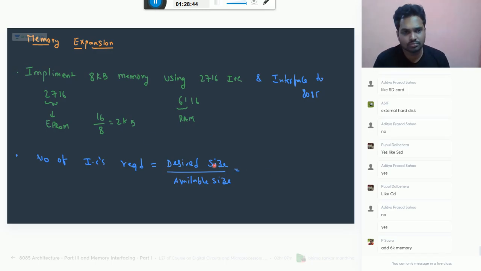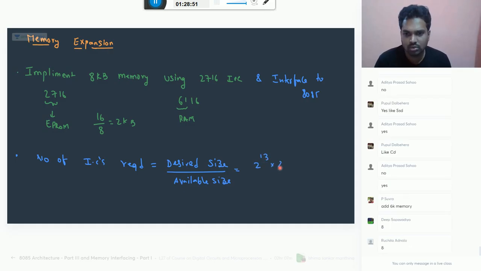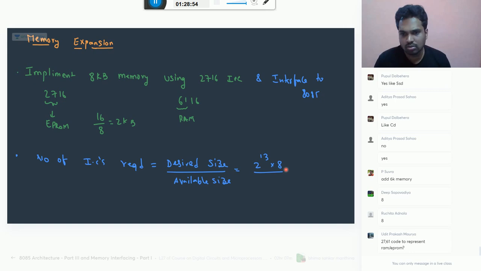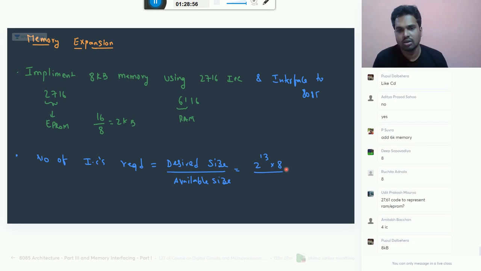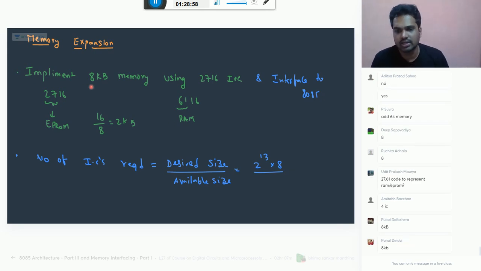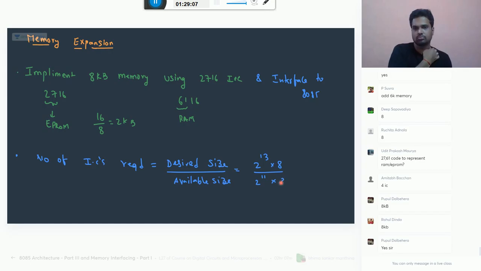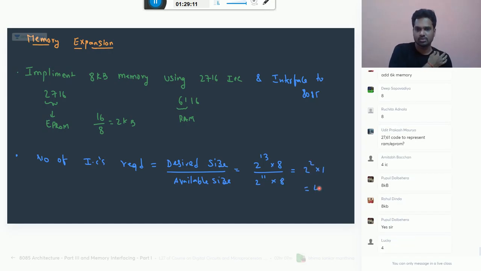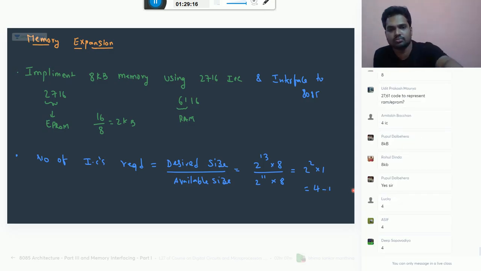Desired size? 8 KB. 8 means 2 power 13. Yes, correct. 2 power 3 is 8, and 2 power 10 is 1K. Remember that. So by 2 KB, 2 means 2 power 1, which will give you 2 power 2 into 1. How many are required for us? 4 chips are required.